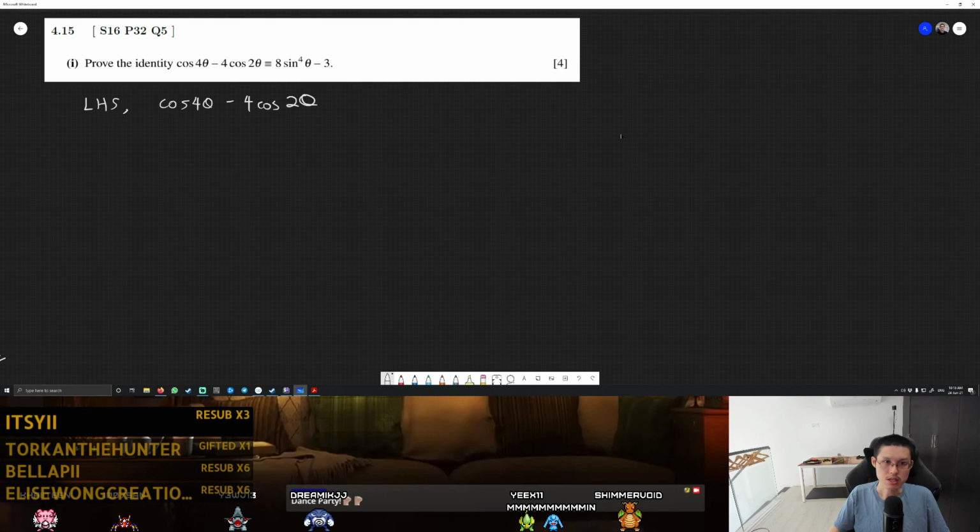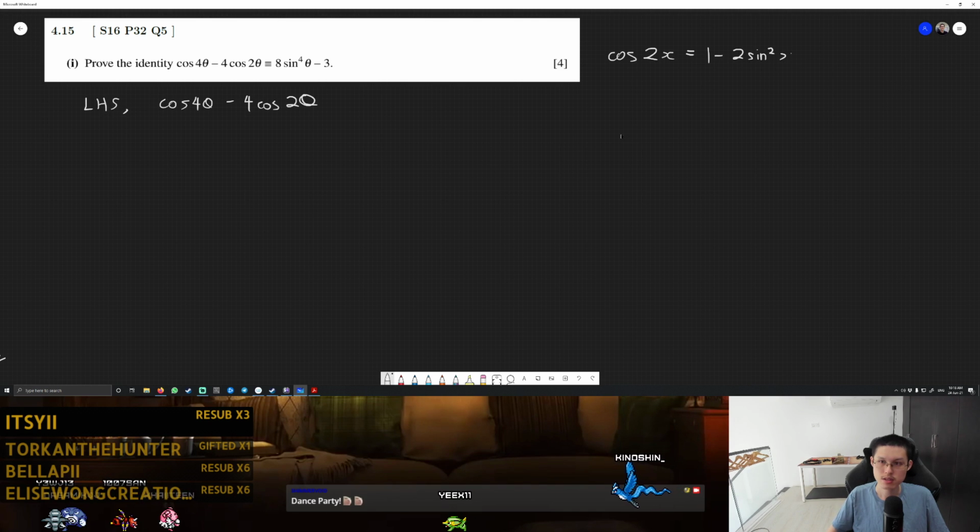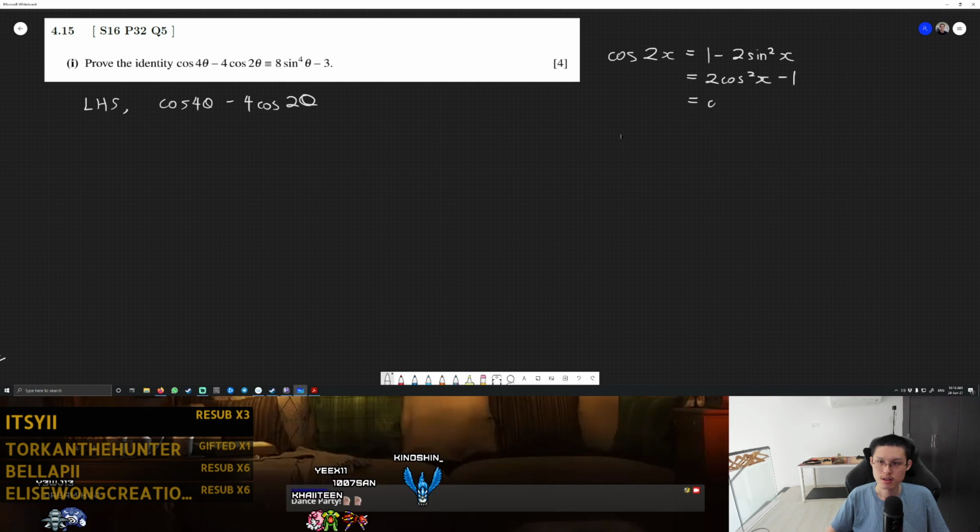So you want to use the cos double angle formula. Remember, cos 2x is equal to 1 minus 2 sine squared x, or 2 cos squared x minus 1, or cos squared x minus sine squared x. I think you want to use the first one, because on the right hand side you only have sine.